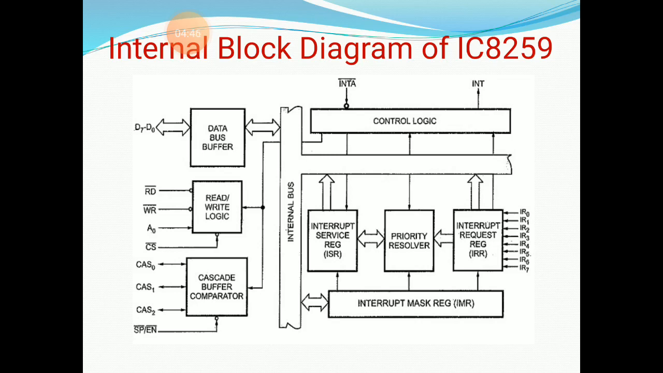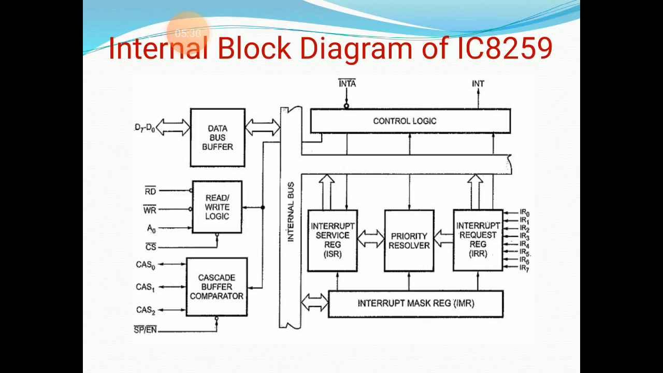Now the control logic unit generates an interrupt signal according to the priority of the interrupt to the microprocessor by using the INT line, and receives the acknowledge signal from the processor through the INTA bar signal. The data bus buffer is a tri-state buffer which carries the data, that is, interrupt type number, status or control word, to the IC8259. The data bus is the bidirectional data bus D0 to D7. These data lines are connected to the microprocessor's 8 data lines.